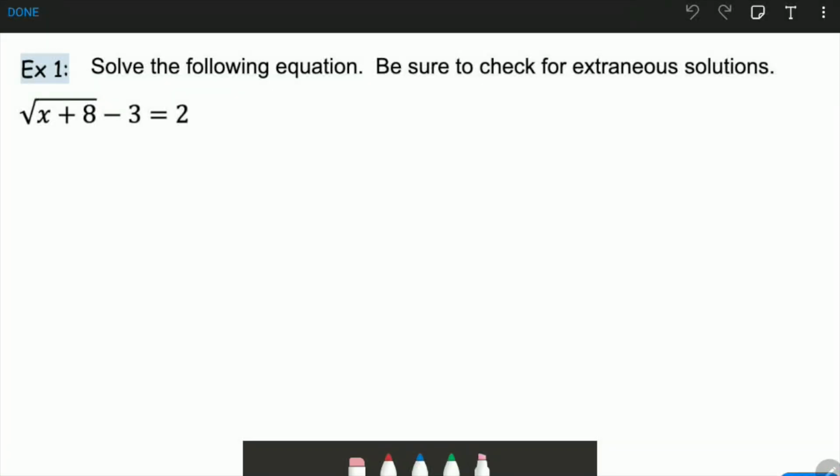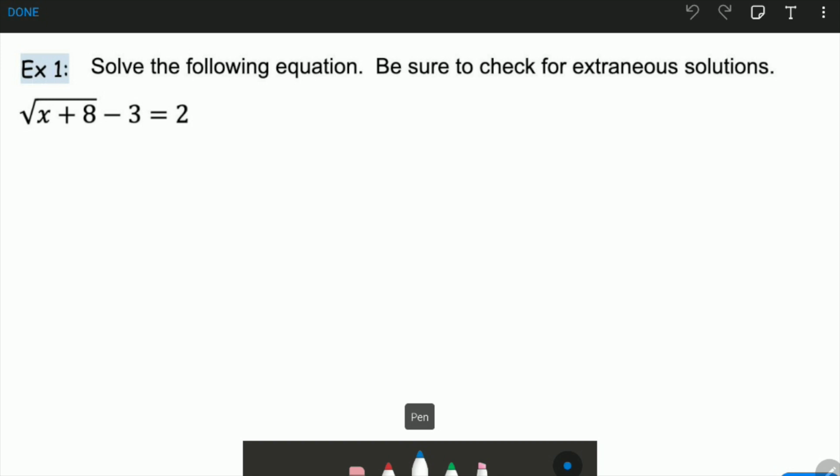Okay, in this example, we're going to be solving the radical equation, the square root of x plus 8, and then outside our radical minus 3 equal to 2. Anytime you solve radical equations, you want to be careful because sometimes the algebraic process will introduce what's called extraneous solutions, which are solutions that work out algebraically but don't actually solve the original problem.